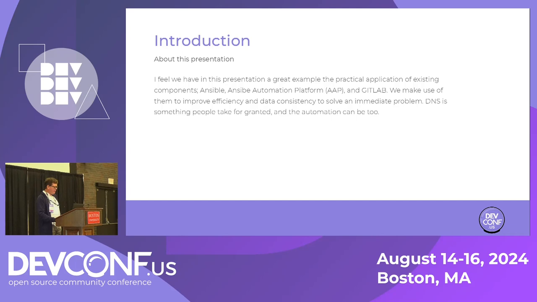So, I feel we have a back to basics thing here with DNS. The complexity is not that high. But managing it in a GitOps fashion was absolutely necessary for us. We had to modernize things. So we use components, Ansible Automation Platform and GitLab. We use them to improve efficiency, data consistency, and to solve an immediate problem.